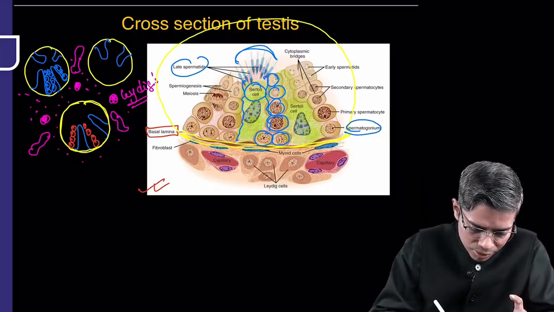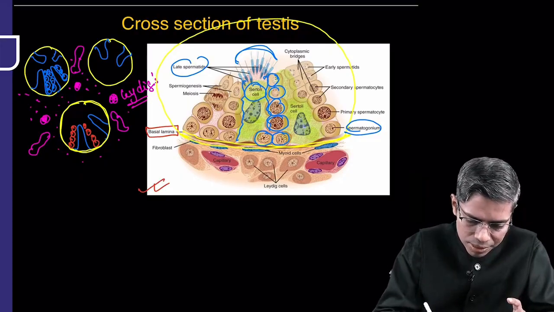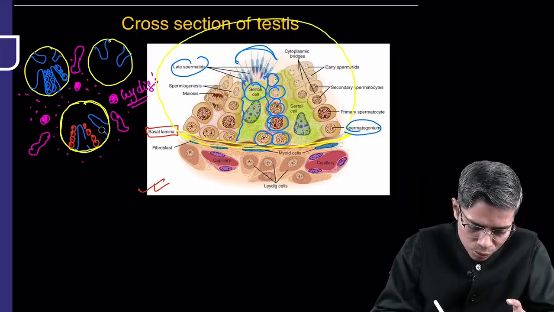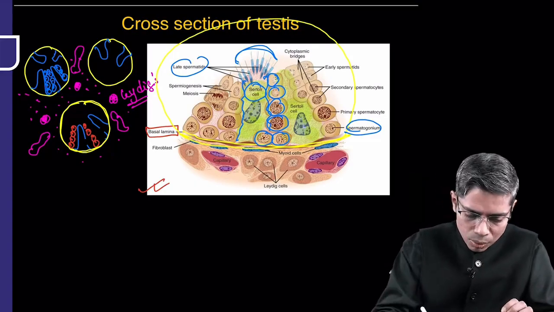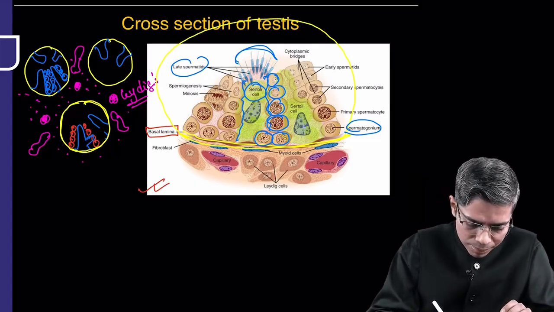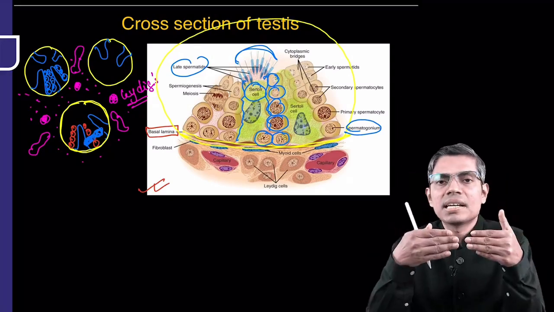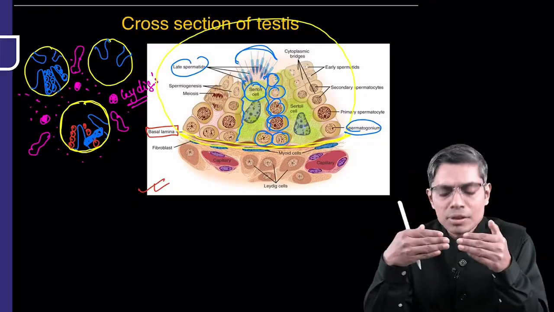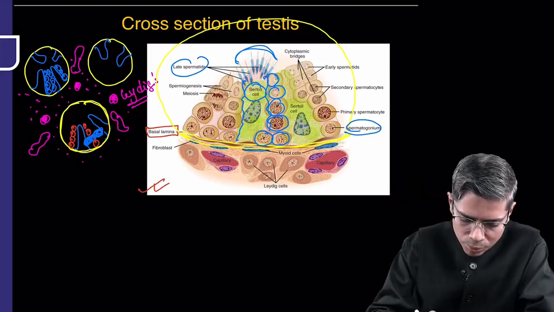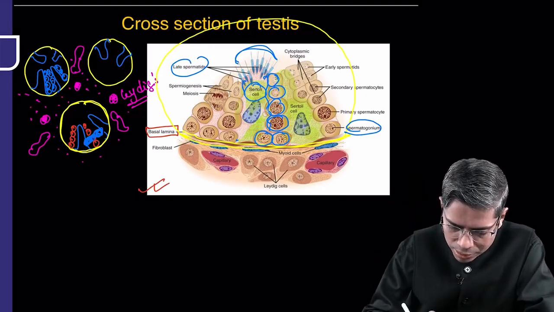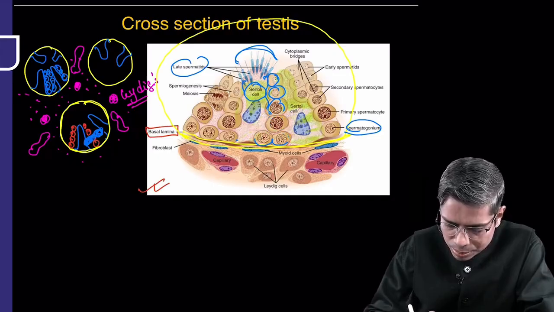Suppose this is one Sertoli cell, okay? This is another Sertoli cell. The cytoplasm of the two Sertoli cells are also connected with one another. Suppose this is the cytoplasm of one Sertoli cell, and this is the cytoplasm of another. They will extend their hands, right? And they will be connected with one another. If you note this diagram here also, you are going to find this connection between two Sertoli cells.